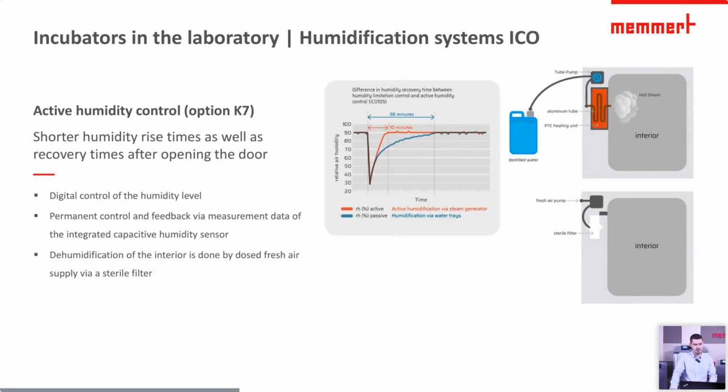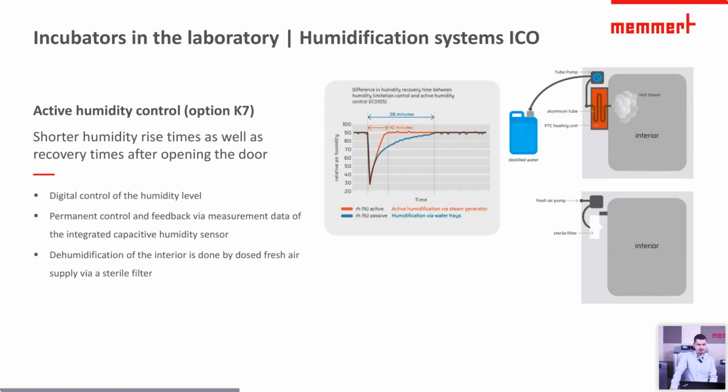The active humidity control K7 offers shorter humidity rise times as well as faster recovery times during daily operation. Opening the door of the ICO appliance causes changes in the internal humidity and temperature, and as a result fluctuations can take place under ideal conditions of 37 degrees and 93% RH or higher. The rise time of humidity and the recovery time after opening the doors are therefore significantly shorter with active humidity control option K7 than with the standard passive humidity control.